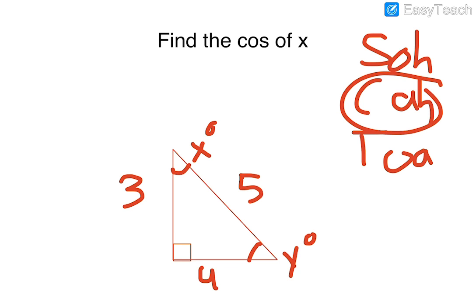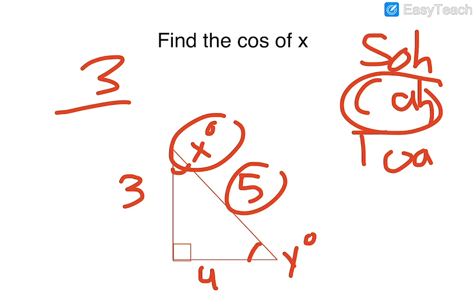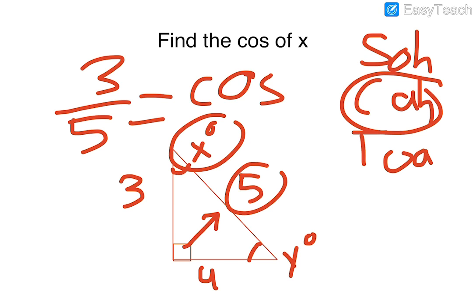So what's the adjacent side of angle x? The adjacent side of angle x is 3 because it's touching the angle. So 3 over the hypotenuse, and the hypotenuse is 5 because it's the opposite side of the right angle. So it's 3 over 5. It equals the cosine of x. Okay, hope it helped.